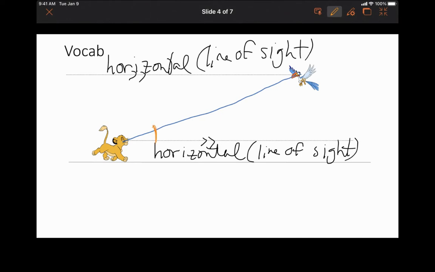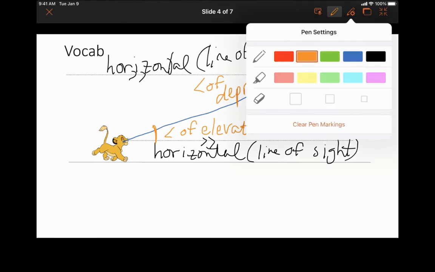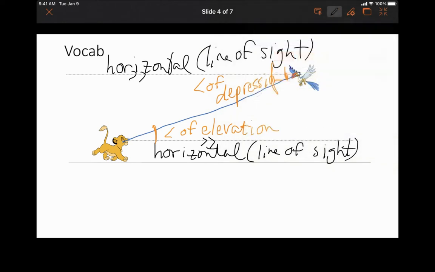So this angle that's created from the horizontal to this line is called the angle of elevation. This angle here, from Zazu's horizontal to the transversal, is the angle of depression. Right? Now, people often get this angle confused, but it's from the horizontal to here.